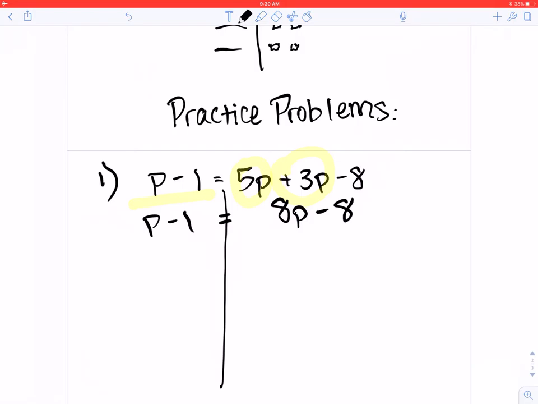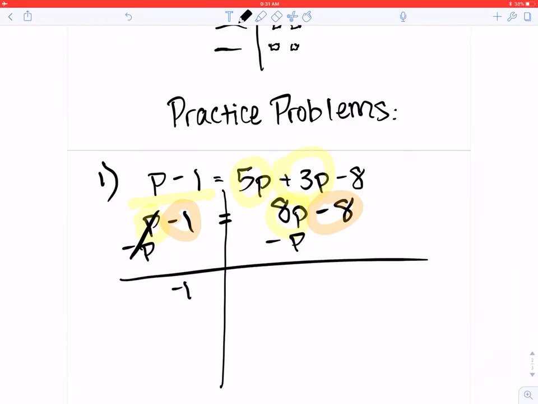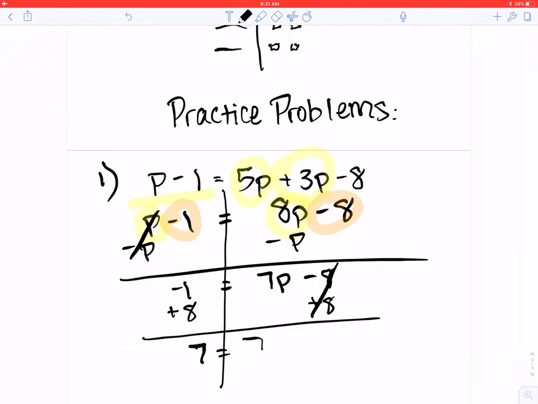Okay, now we need to ultra flip to get our variables to one side and to get our numbers to the other side. So, I am going to ultra flip my p. Remember, when we ultra flip, it's the opposite. To the left, which leaves me with -1 equals 7p minus 8. And then I'm going to ultra flip my 8 to the right. The opposite of -8 is +8. So I'm left with 8 minus 1 is 7 equals 7p.